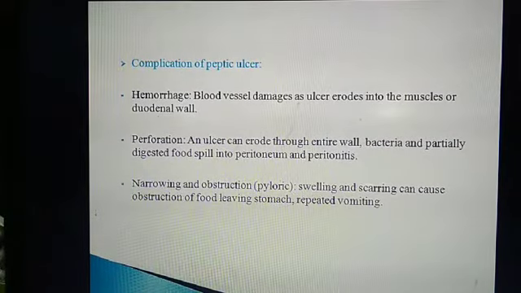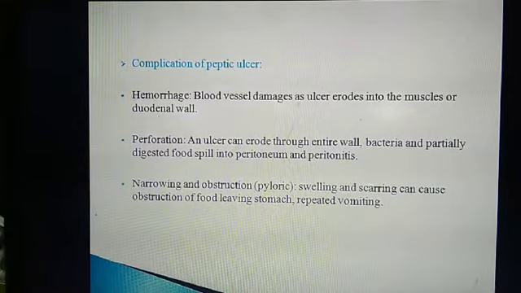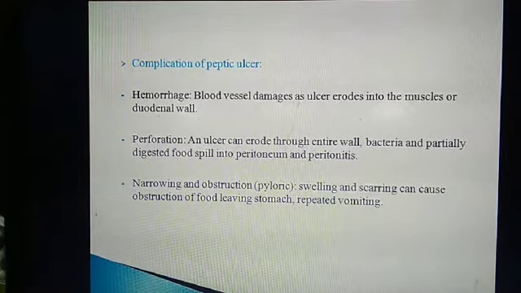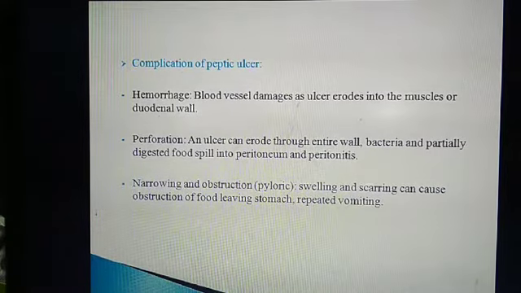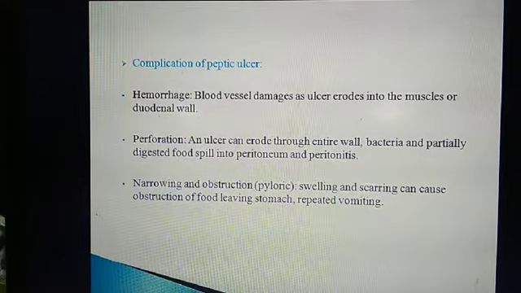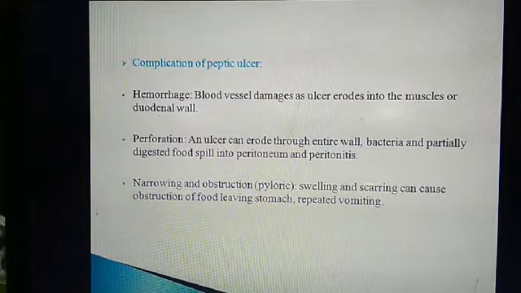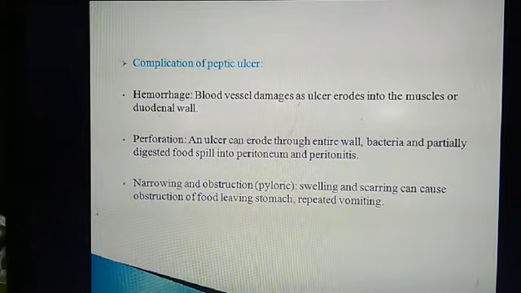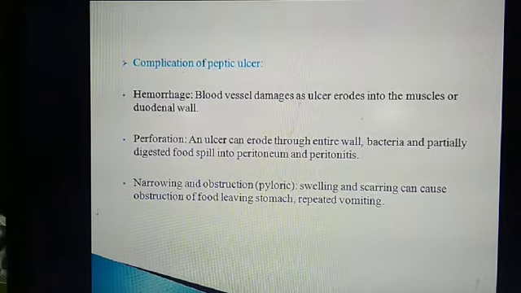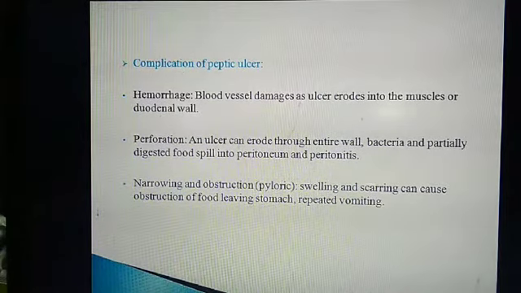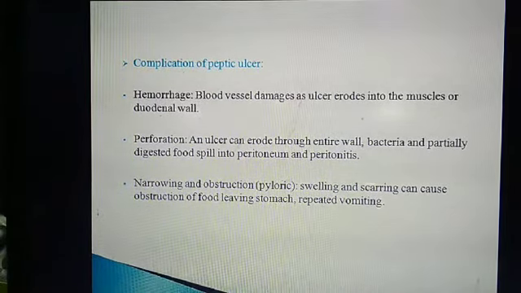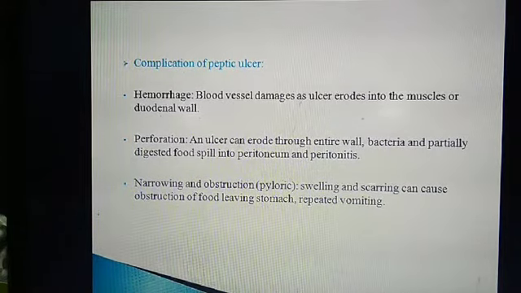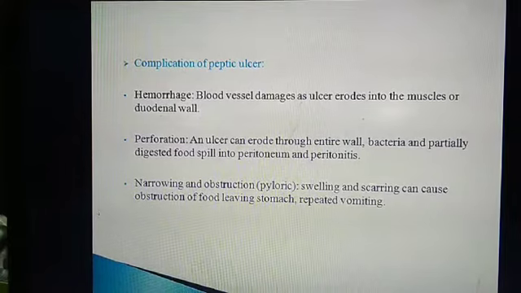Then here I have shown some complications that are found in peptic ulcer. The first one is hemorrhage, then perforation, and narrowing and obstruction of the pylorus. In hemorrhage, blood vessels get damaged because of erosion in the muscles or in the duodenal wall. So these blood vessels actually get damaged.